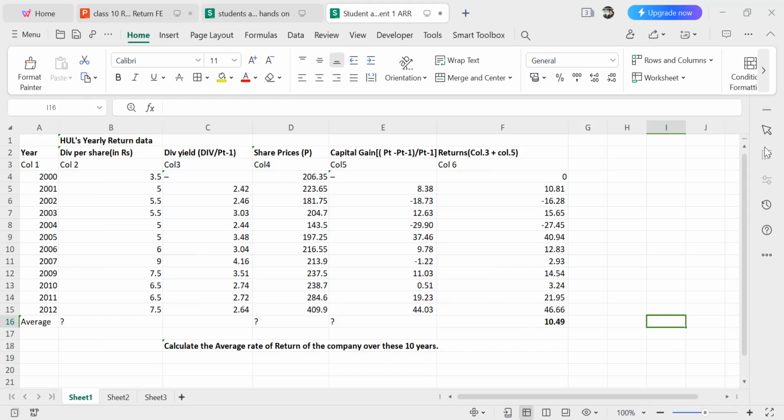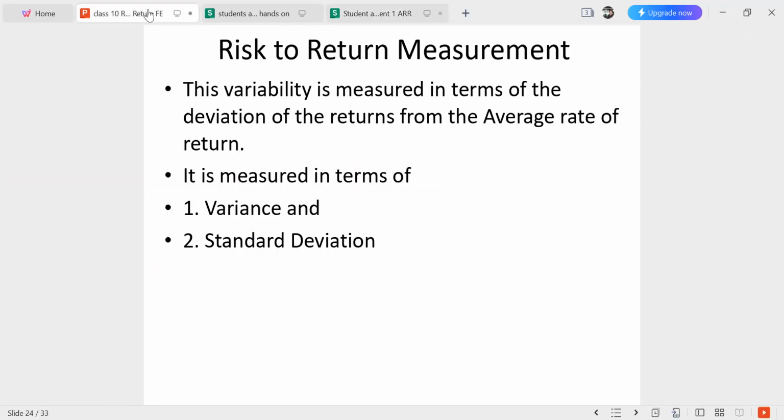Okay. So we go back to the PPT. Can you see the PPT now? Yes, ma'am. Okay. So we are going to calculate this volatility with these two concepts, which are known as the variance and the standard deviation.